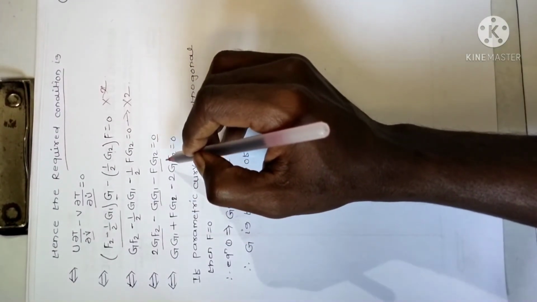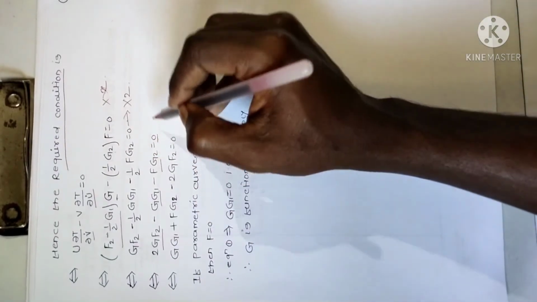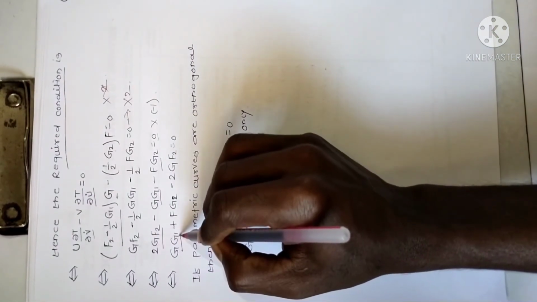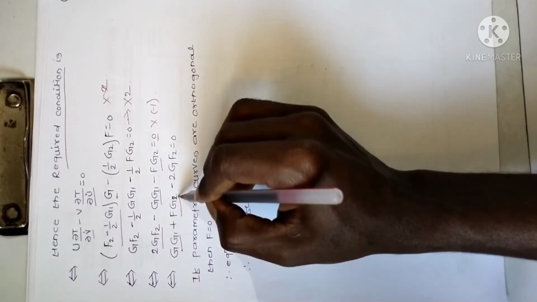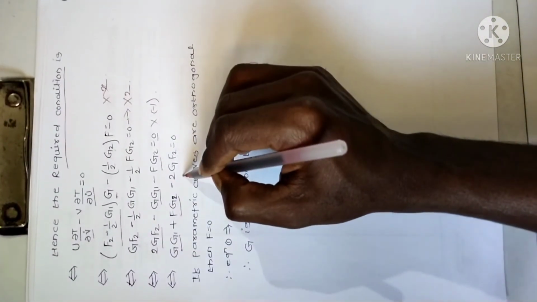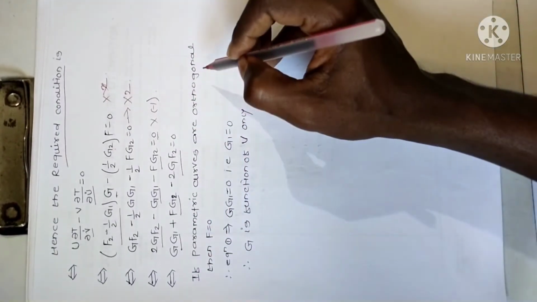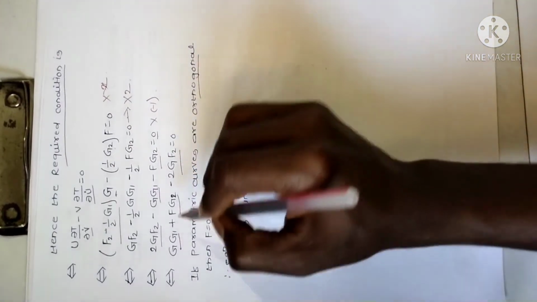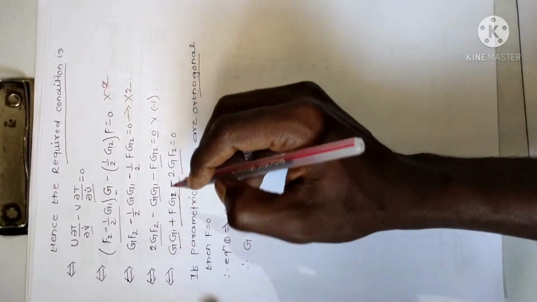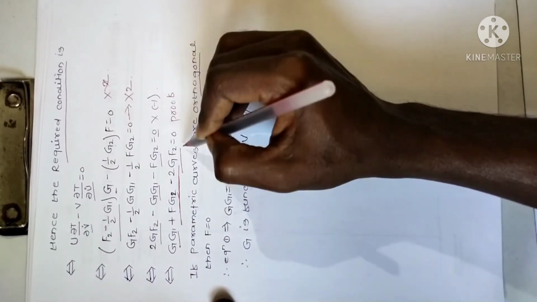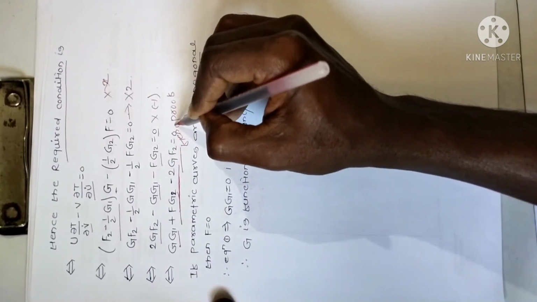Then multiply by minus 1 again. So G G1 plus F G2 minus 2G F2 is equal to 0. If parametric curves are orthogonal, this is the proof. This is the proof of the example. Okay, hence proved.